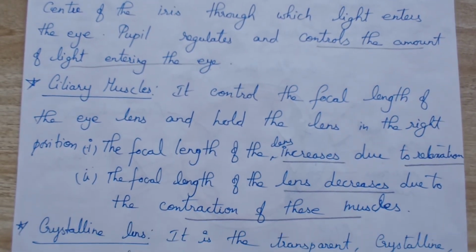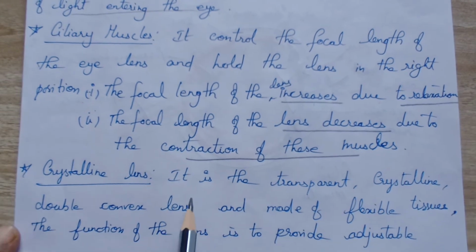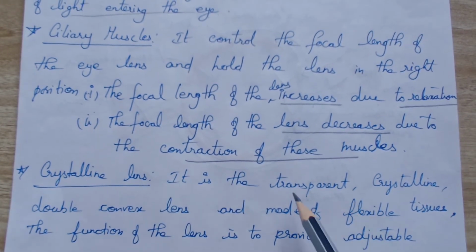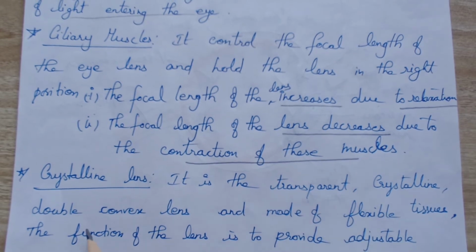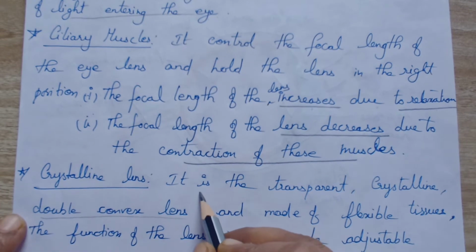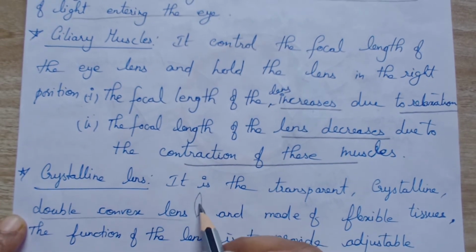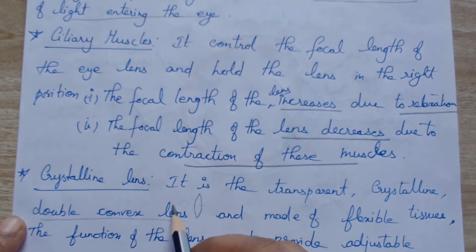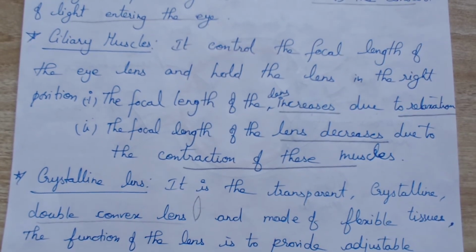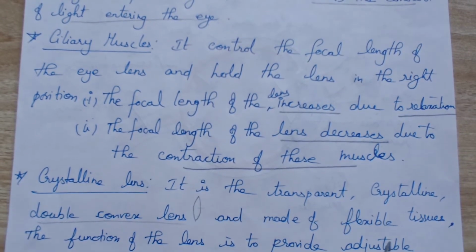Next one is your crystalline lens. This is a transparent crystalline double convex lens. Double convex lens means both curvatures are the same, R1 and R2 are the same, and the distances of C1 and C2 are the same, and it is made up of flexible tissue.